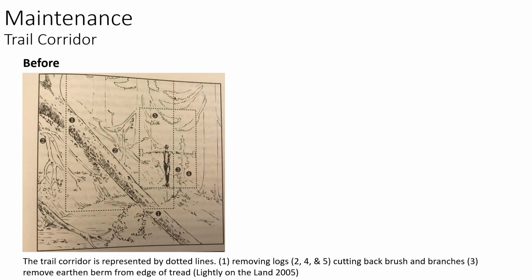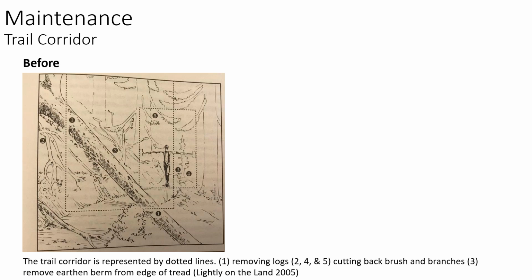So I just wanted to show, this is a picture of what a trail corridor would look like before you have done your maintenance. And you can see the outlines are the trail tread or the trail corridor.